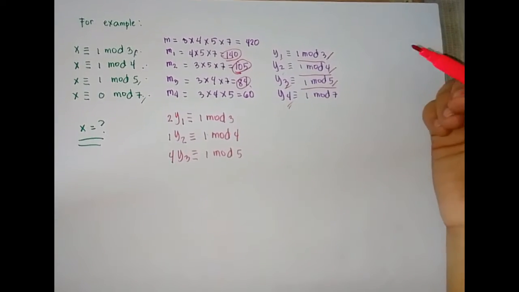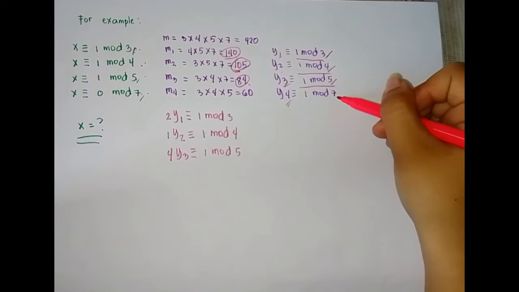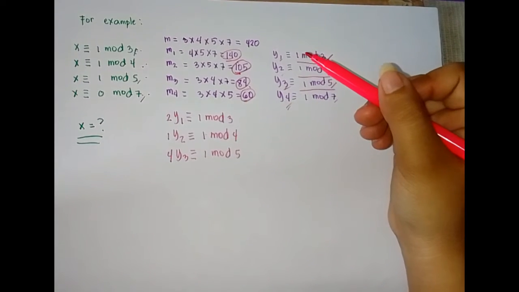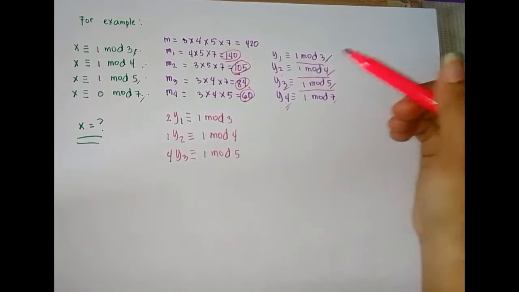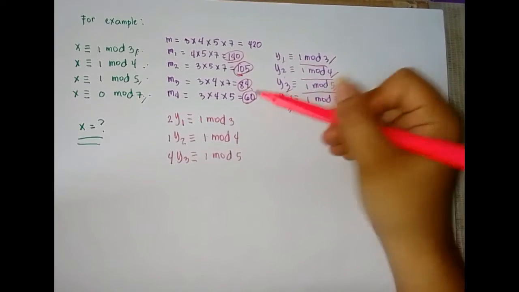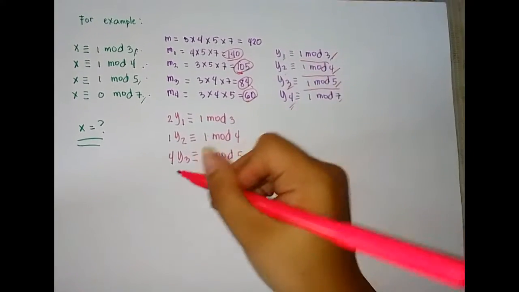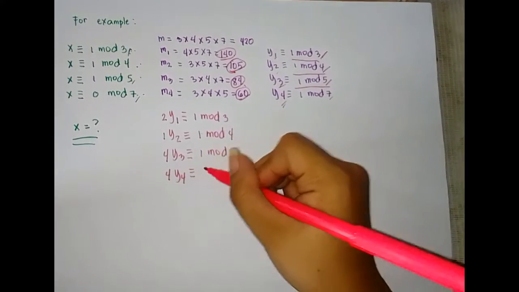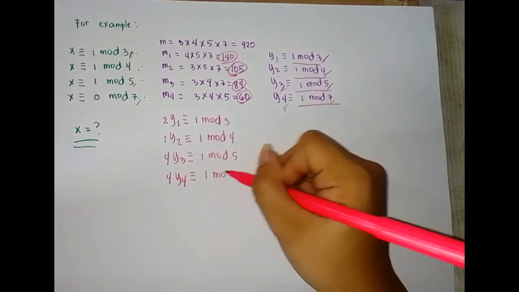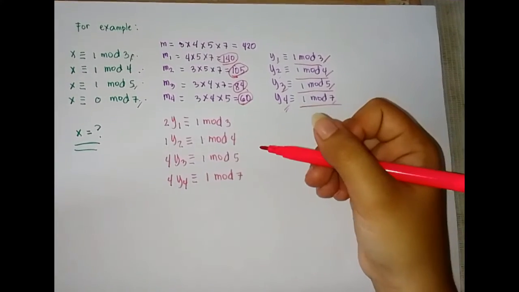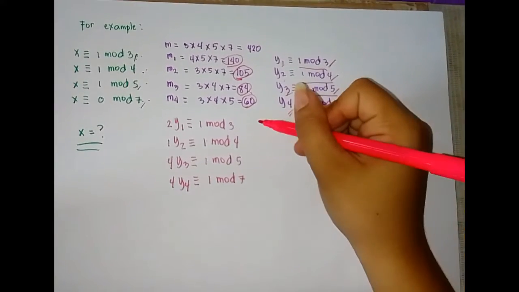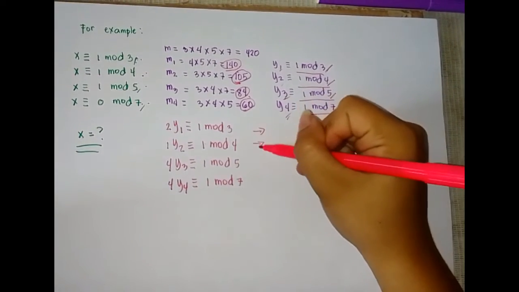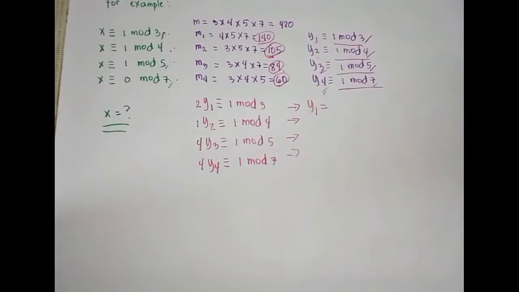For y4, we'll find a number divisible by 7 and less than 60, so it's 56 because 8 times 7 is 56. Then 60 minus 56 is 4, so we have 4. We'll write 4y4 is equivalent to 1 mod 7. That was it. Then find the values of y1, y2, y3, and y4.